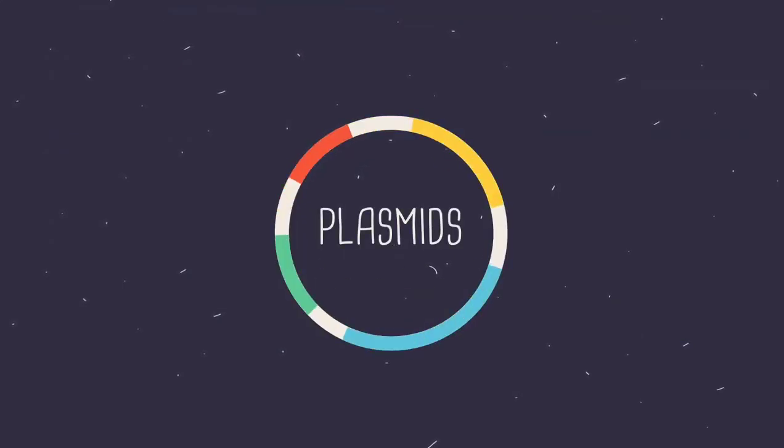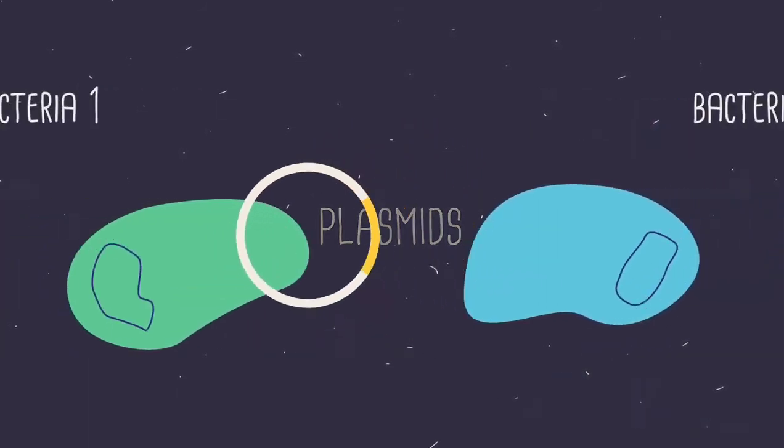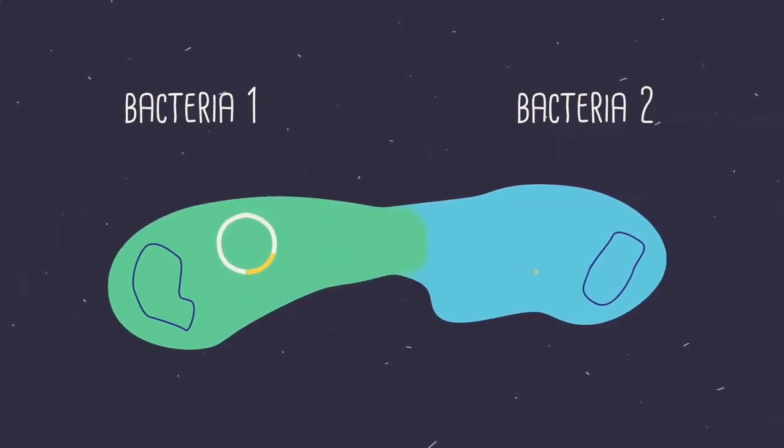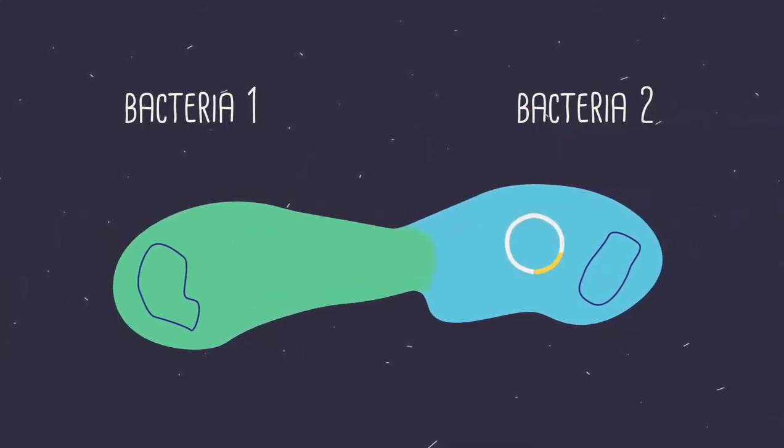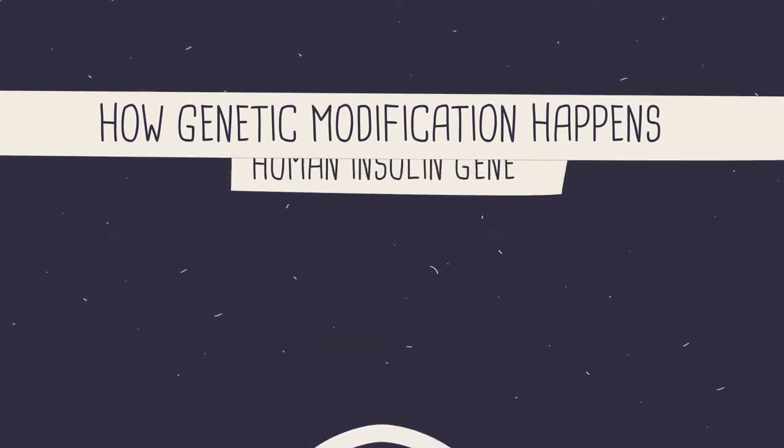They are really useful tiny bits of DNA that can contain one or several genes. The cool thing about plasmids is that they can be passed between bacteria as easily as shaking hands. So plasmids are a super important part of how genetic modification happens. Let's go through the steps using the human insulin gene as an example.